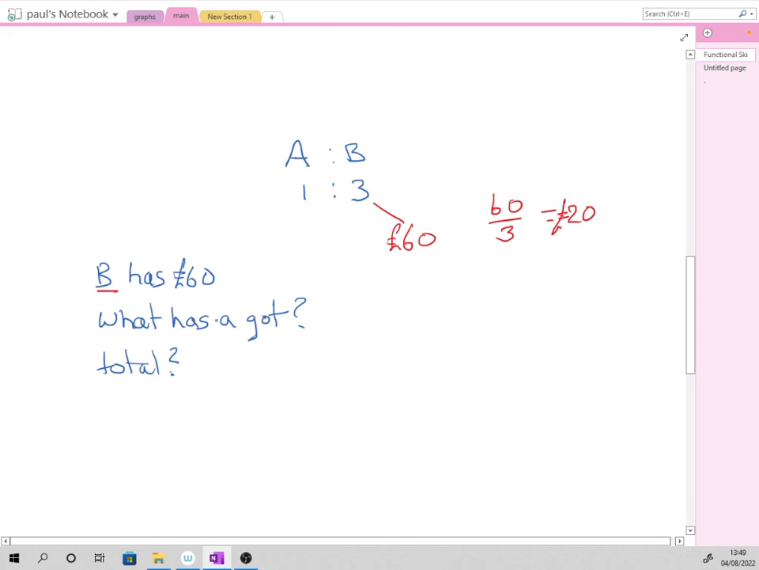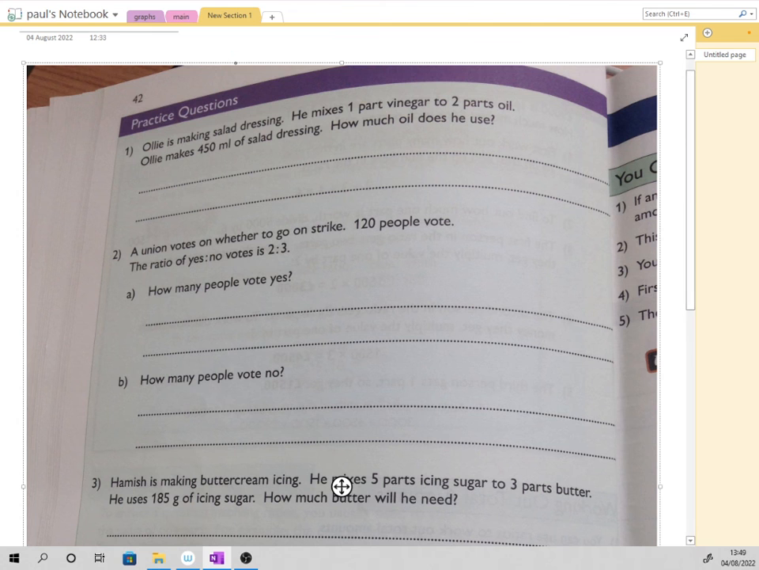A, what has A got? A has got one of them, so A is just 1 times the £20, which is £20, and the total will be the £60 that B has got plus the £20 that A has got will be £80 altogether. So when you've got one side, you can find out what the other side is, and you can also find out what the total is. Okay. So that's working out total amounts, working out one side from the other. So let's have a look at some of these questions.